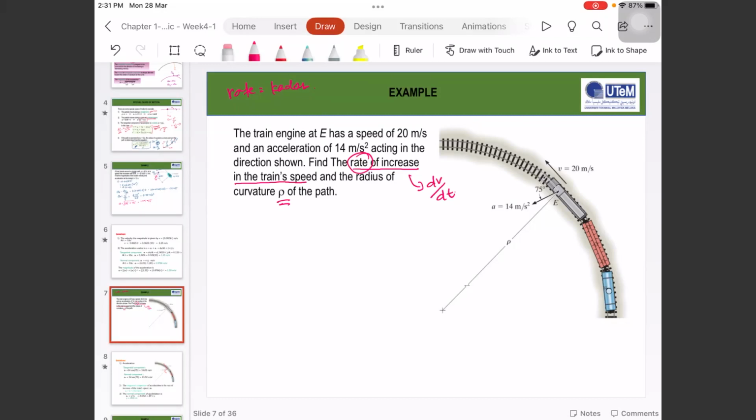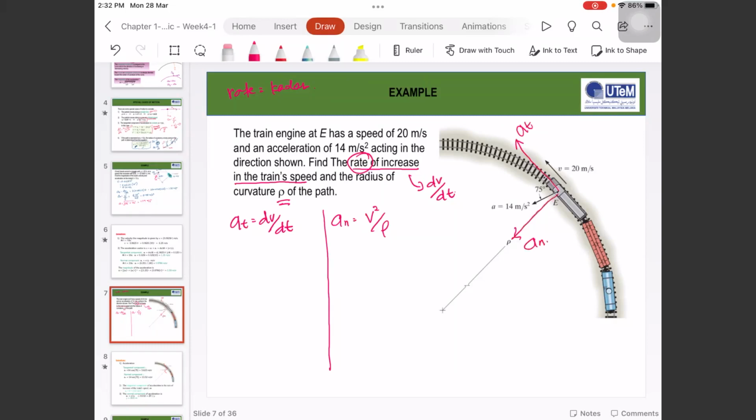So given A is 14 meters per second squared. Asked to find what is dv over dt. So you know that A tangent is equal to dv over dt. And then you know A normal is v squared over rho. So what is A tangent? A tangent must be here. This is A. So here is A normal.